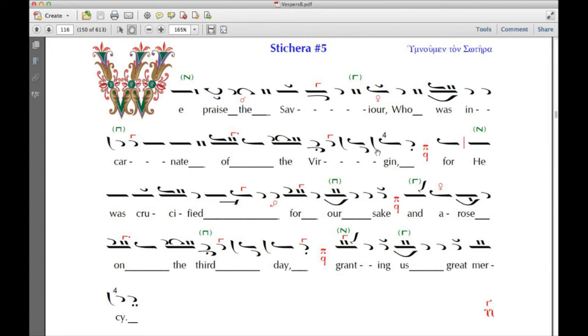Any questions here on this one? No. The one thing to note is that we go to pa a lot on this one. If you notice, who was incarnate of the Virgin, for he was crucified for our sake, it never goes back up to the ga area. And then, and arose on the third day, back to pa. So this one kind of stays in that bottom section a lot, which is not always common, because normally you have the pa, then back to ga, to ke. This one doesn't do that very often.